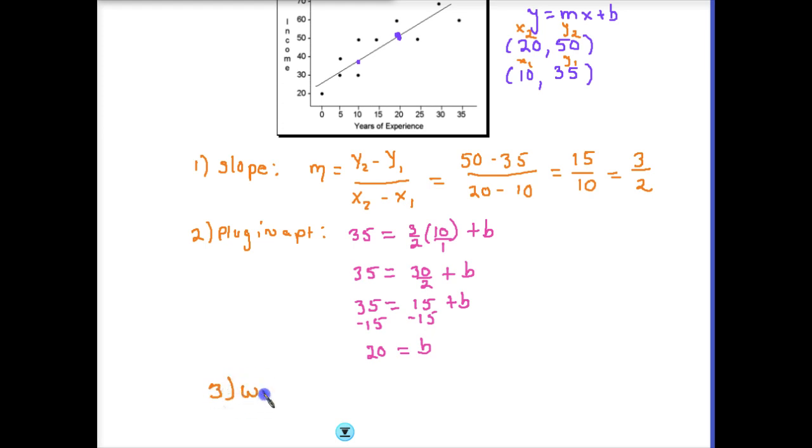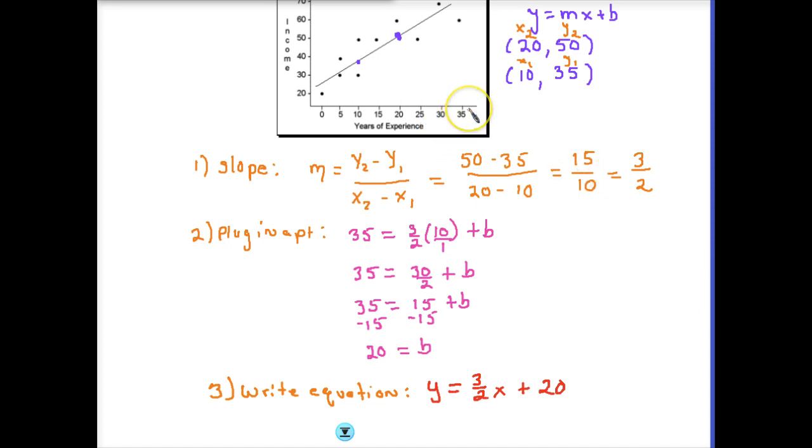Now for step 3, we have enough information to write the equation of our trend line. And the equation is y equals 3 halves, that was our slope, x, plus 20. So from that we can make predictions. We can make predictions about the future.